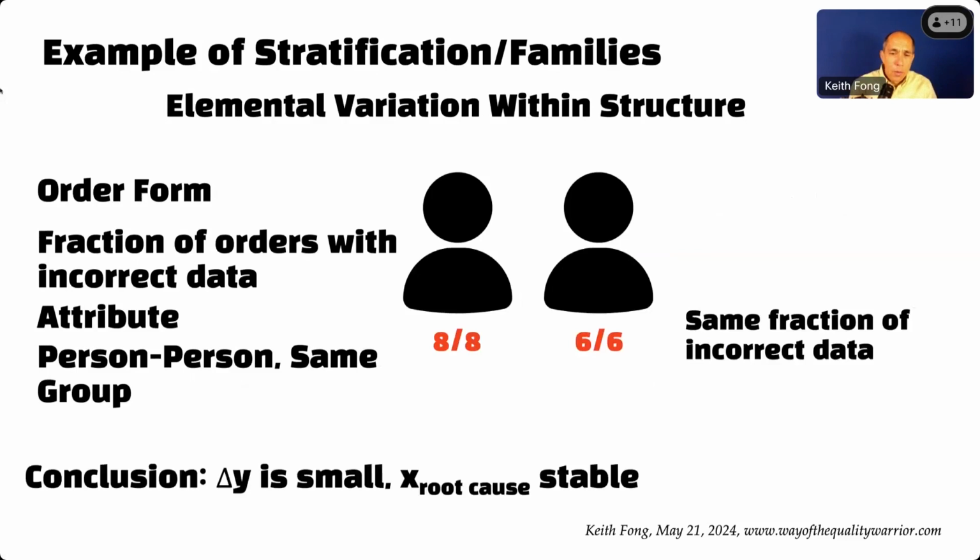So what are we going to conclude here? There's no delta Y, frankly. So that means the X that's causing the problem is not changing its value here, right? So we can't see it. All right, so we've gotten to the point where we're person to person in the same group.